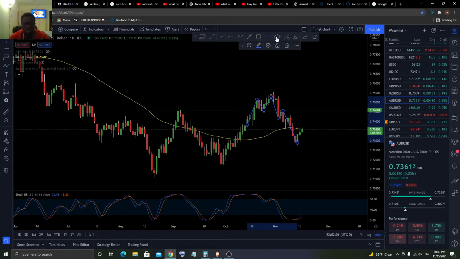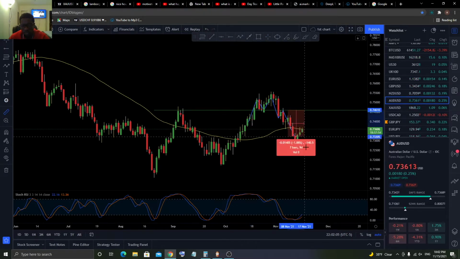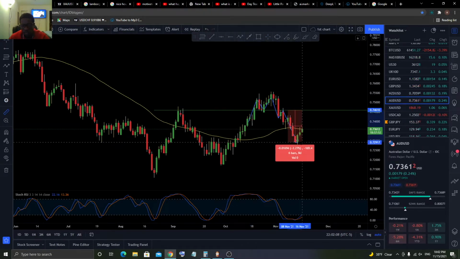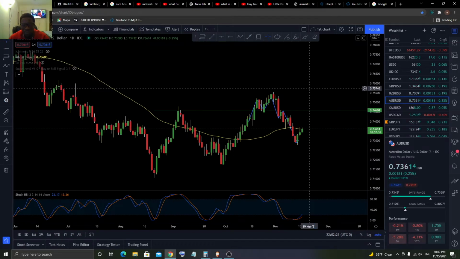And now look at free money. This is what I call easy money, guys. The price went from here to here, 169 pips. And usually when I take a trade with 7.5 lots, 7.5 lots is 75 bucks per pip. 75 bucks times 169. Oh my goodness, 12,000, guys. That will be 12,000.